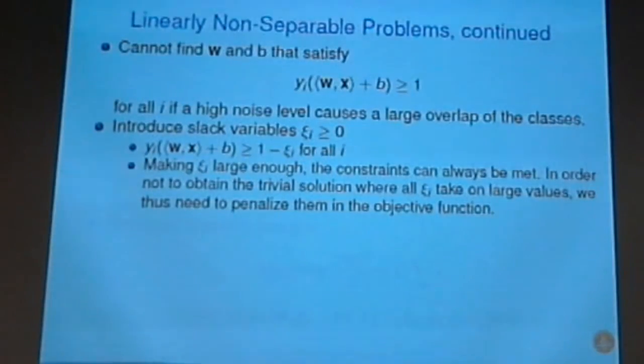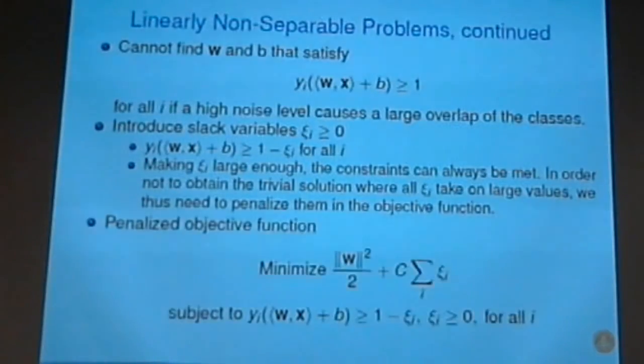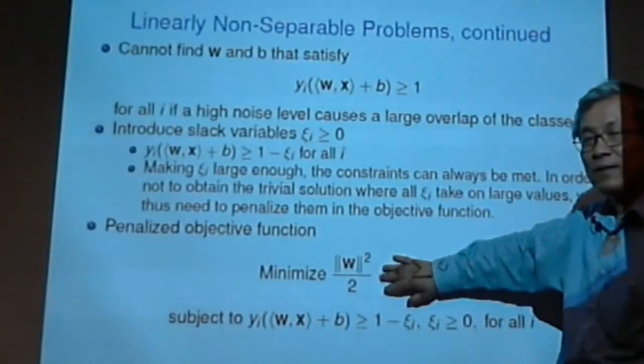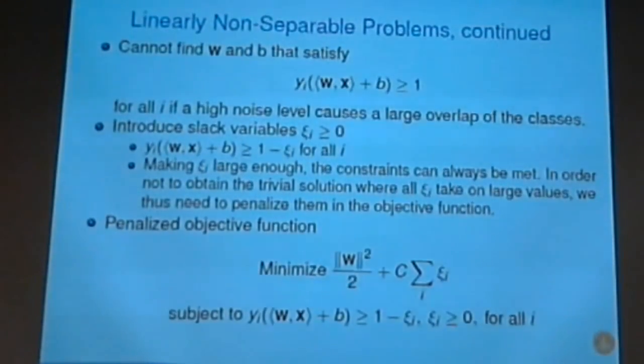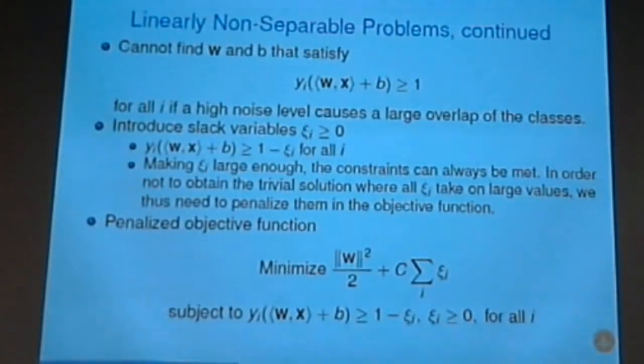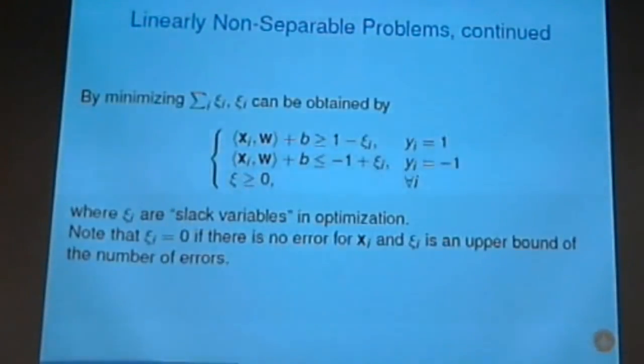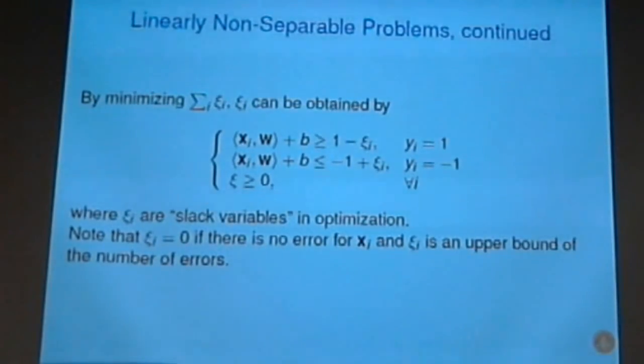If you allow this to be large enough, the constraint can always be met. Anyway, leave this technical detail there, and let's say we finally have this result. This is the penalized objective function. Instead of just the original strict objective function, this is a penalized objective function with these added terms, subject to this constraint. So this is relaxing the optimization problem a little bit. These are slack variables in optimization.